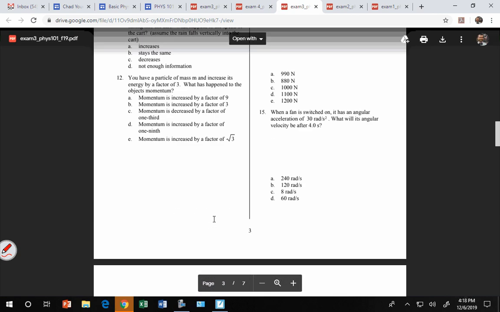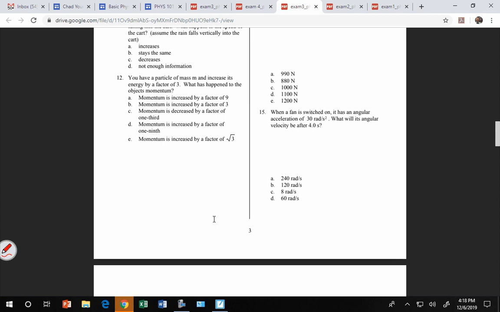Number 15. Okay, fan is switched on. These are really, really similar to chapter 2. So you just want to start writing what we know. First of all, the fan is switched on. That means that omega naught is equal to 0, and it has an angular acceleration, alpha, equal to 30. I know that's positive because it's speeding up in the same direction. So the alpha and the velocity are the same. I want to know what is omega after t equal 4 seconds.